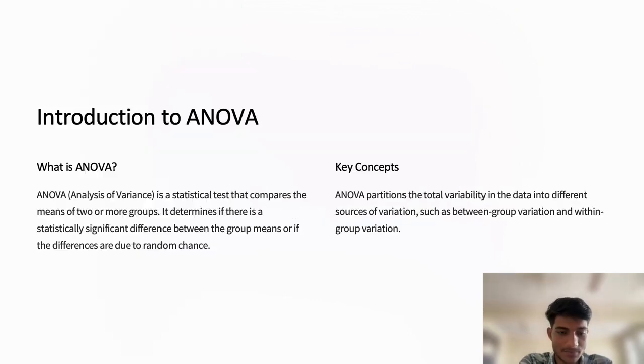Introduction to ANOVA. What is ANOVA? ANOVA, analysis of variance, is a statistical test that compares the means of two or more groups. It determines if there is a statistically significant difference between the groups' means or if the differences are due to random chance.